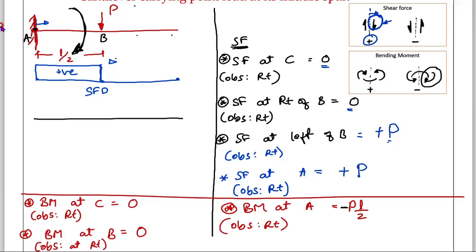A horizontal reference line. What is the bending moment at C point? 0. What is the bending moment at B point? 0. What is the bending moment at A point? Minus PL by 2. Okay. When there is no load, then I have to draw a straight line. This is a negative bending moment, BMD. Next problem.